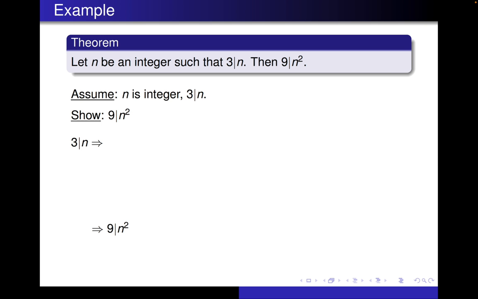Well, a reasonable thing to say is, I'm probably going to start with the definition, right? 3 divides n means that n is equal to 3k for some integer k. I'm allowed to use the definition. In fact, I've got to use the definition. That's the only thing I can use when I'm saying 3 divides n.